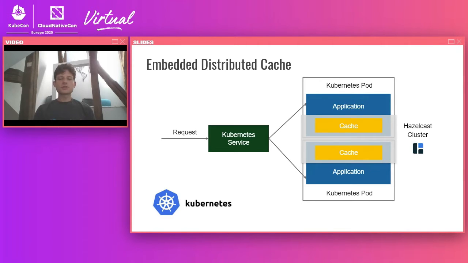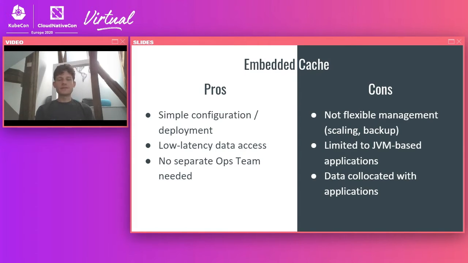So, short pros and cons of embedded cache. From the good sides, configuration is very simple because the cache goes together with the application, so you don't really need to do anything. The latency of the data is very low because the cache goes together with your application. And there is no ops team or ops effort needed, again because it goes together with your application.